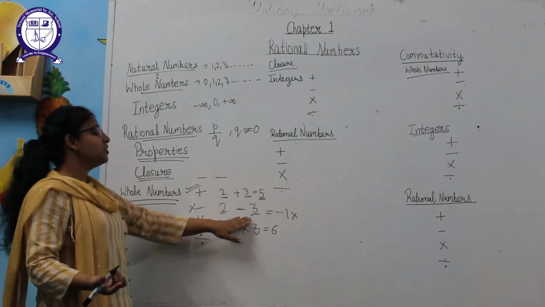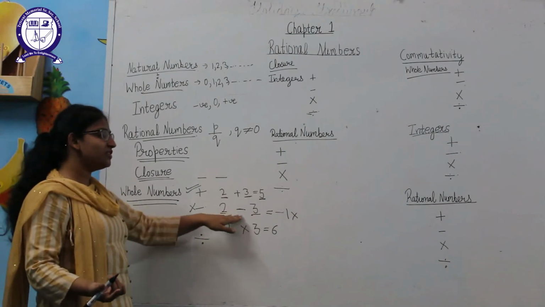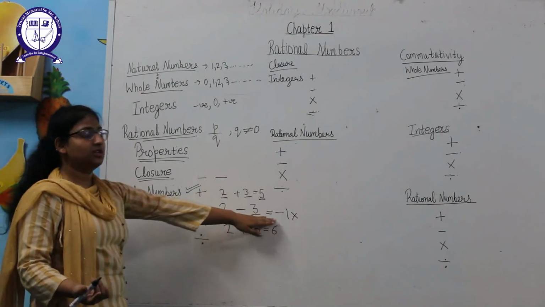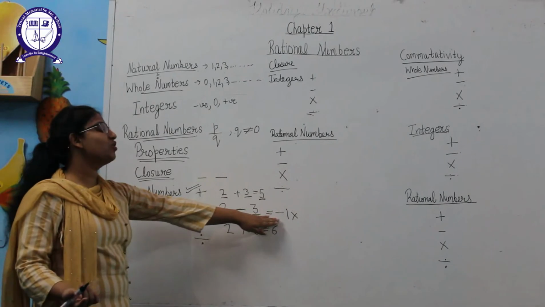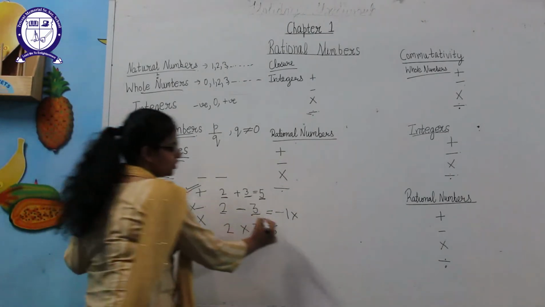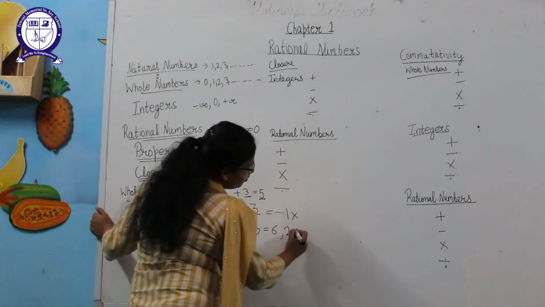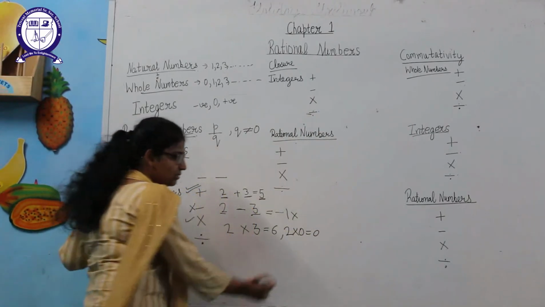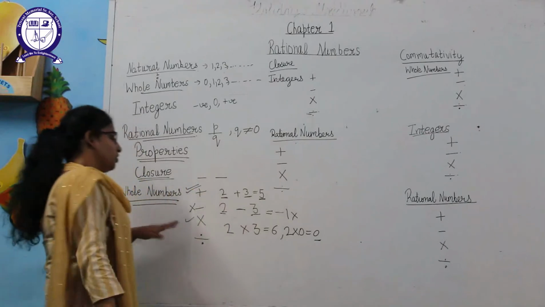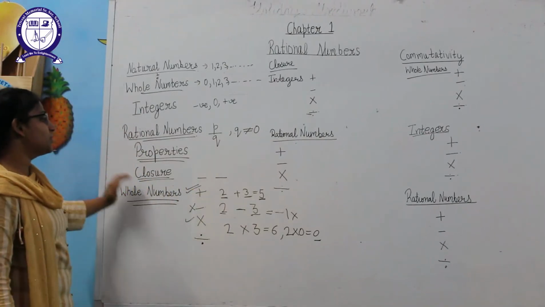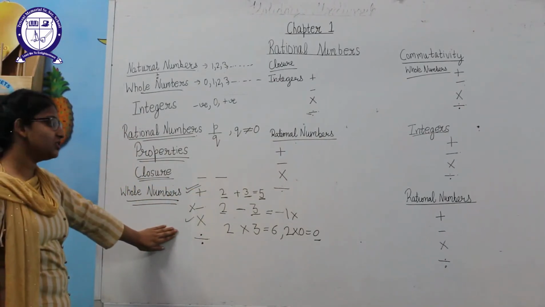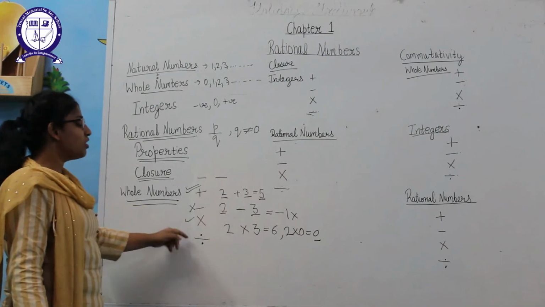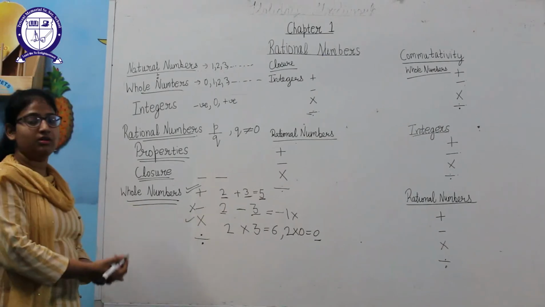Suppose we are taking 0, we are going to multiply 0. We will get 0 and 0 comes under whole numbers. So it is right that whole numbers are closed under multiplication. So now we will do division.